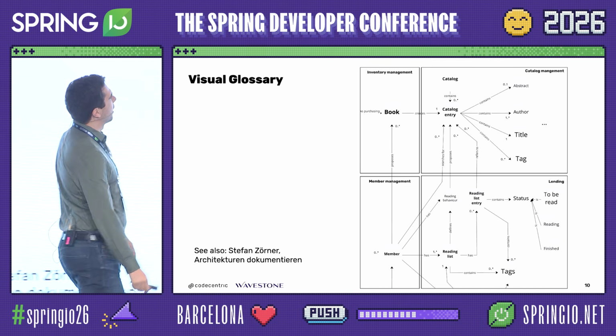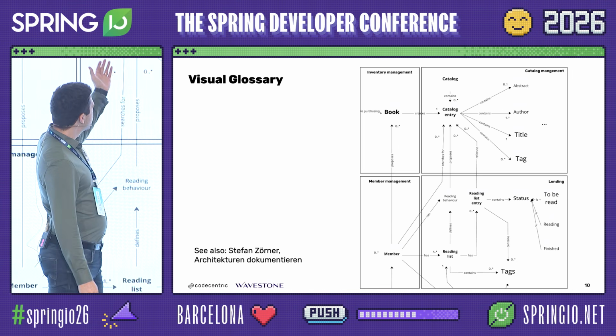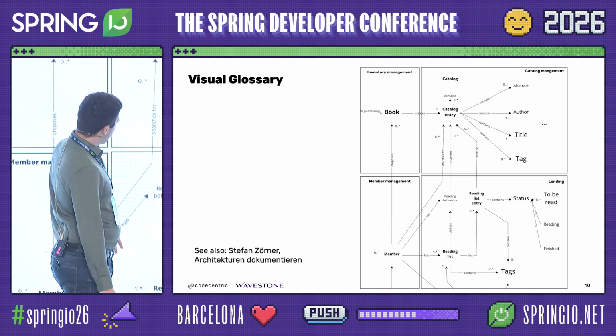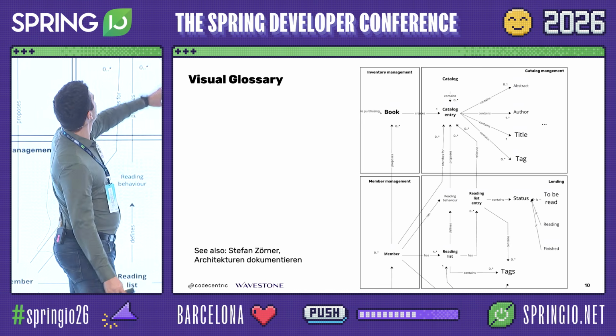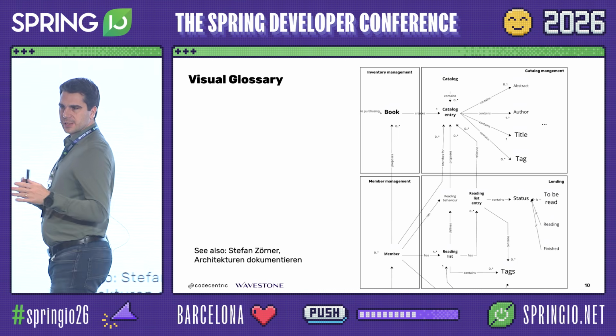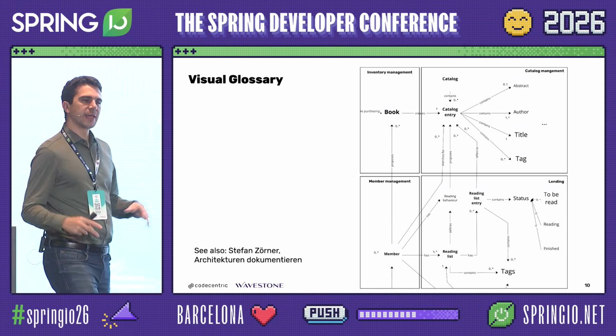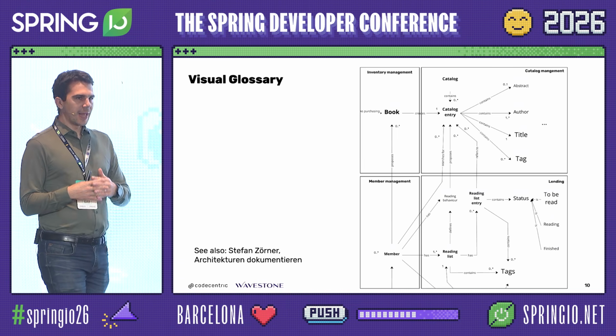For example, we have here a catalog entry and a title, and this is now a contains relation. Then we have the reading list entry, and that refers to a catalog entry, right? And with that, everybody in the room knows shortly, okay, these are the terms, and this is the relation between them. And that helps a lot.